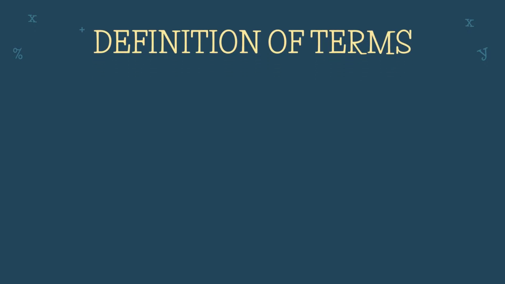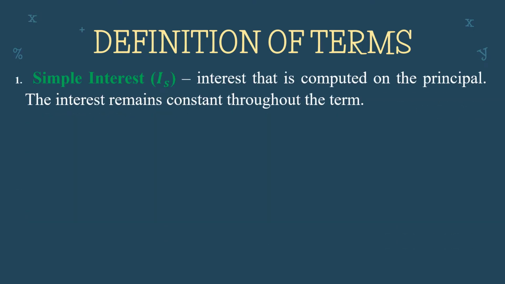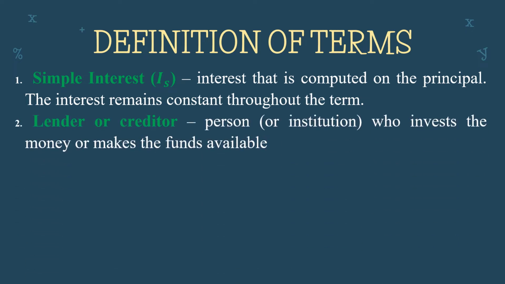So here are the terminologies that you will encounter as we go on with simple interest and the different topics included in business mathematics. First is simple interest. We use the symbol I sub s. That is the interest that is computed on the principal. The interest remains constant throughout the term. Or in Tagalog, we know that interest is tubo.